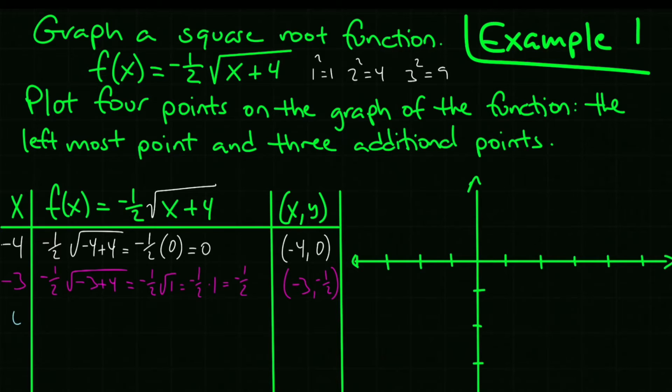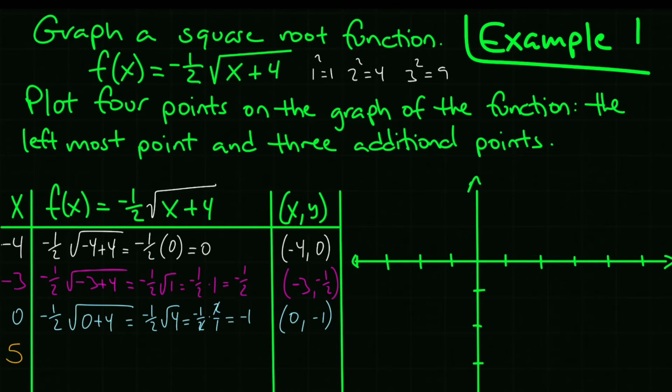If I plug in 0, I have negative 1/2 of the square root of 0 plus 4. The square root of 0 plus 4 is the square root of 4. So we have negative 1/2 of the square root of 4. That's going to be negative 1/2 times 2. That can cancel, and that leaves me with just a negative 1. So when x is equal to 0, my y is equal to negative 1.